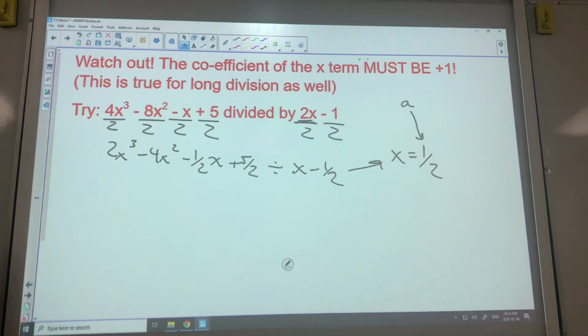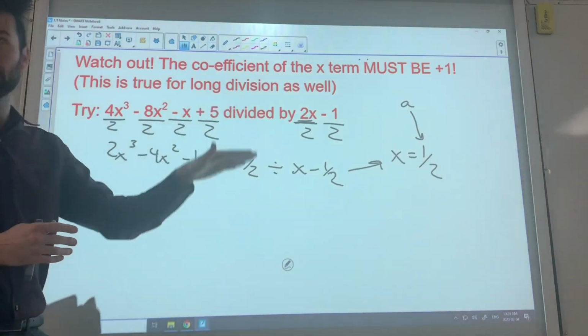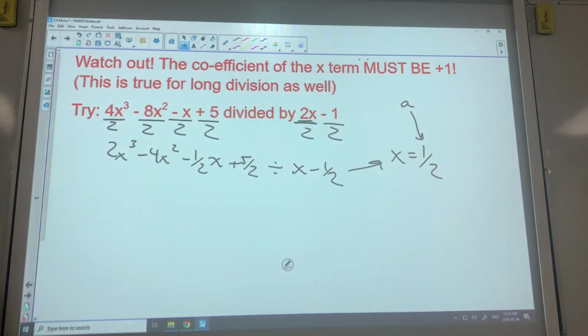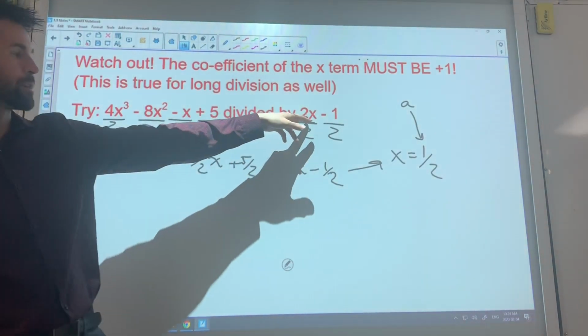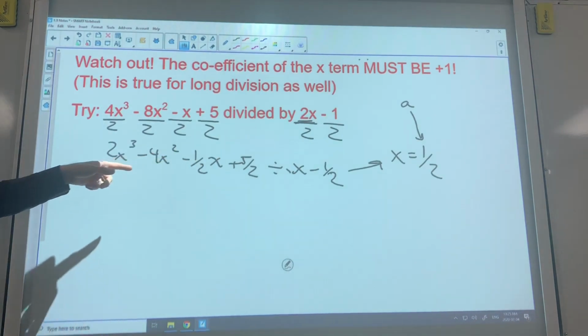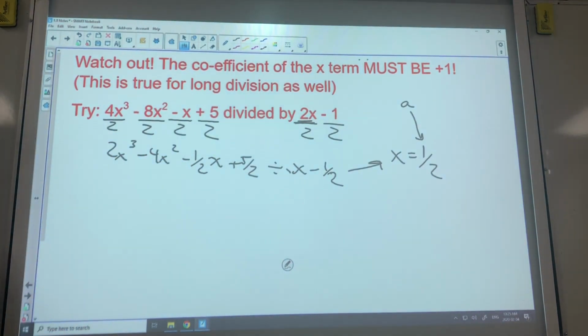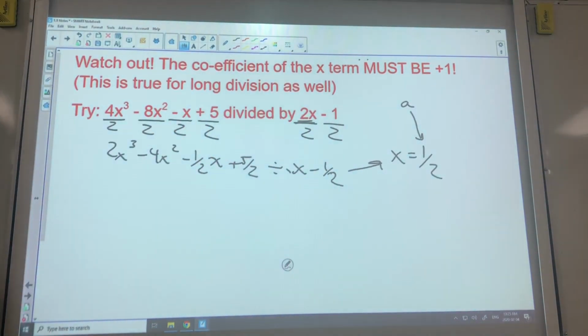Or you can just use long division as usual and not have to divide everything by 2. So your options are: if you want to use synthetic division, you have to divide everything by whatever this number is. It has to be plus 1x. You might get fractions, whatever. If you don't want to do that, you can use long division as usual. You can use this as the thing off to the left, and it's all good.